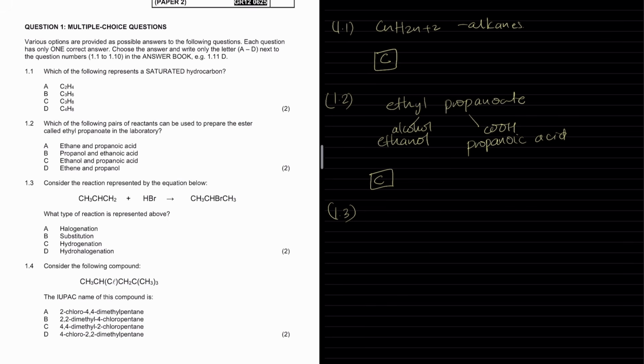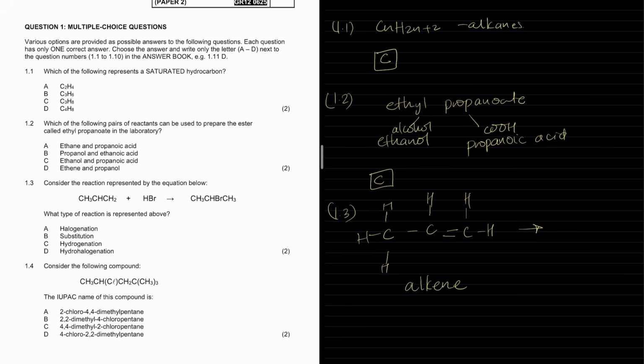Question 1.3. Consider the reaction represented by the equation below. What type of reaction is represented above? So here, I'm going to draw the structural formula. So CH3, CH, CH2. So that's the CH3, then CH, and then CH2. So this must be a double bond. So I'm going from an alkene to a what?